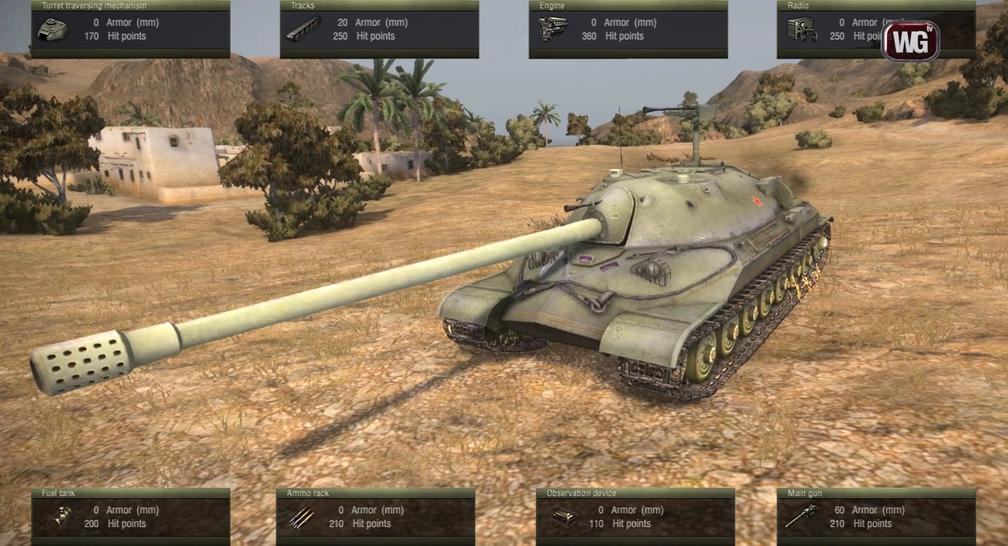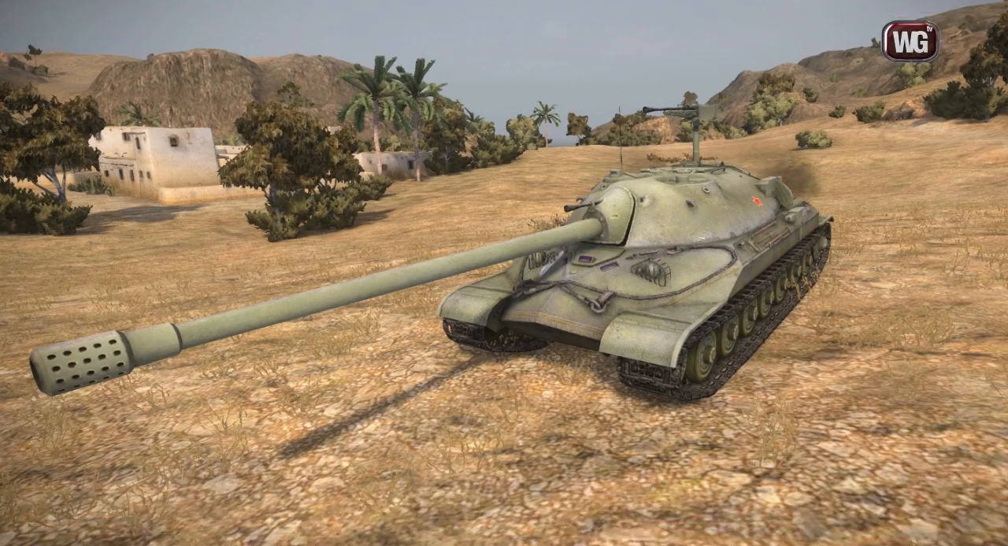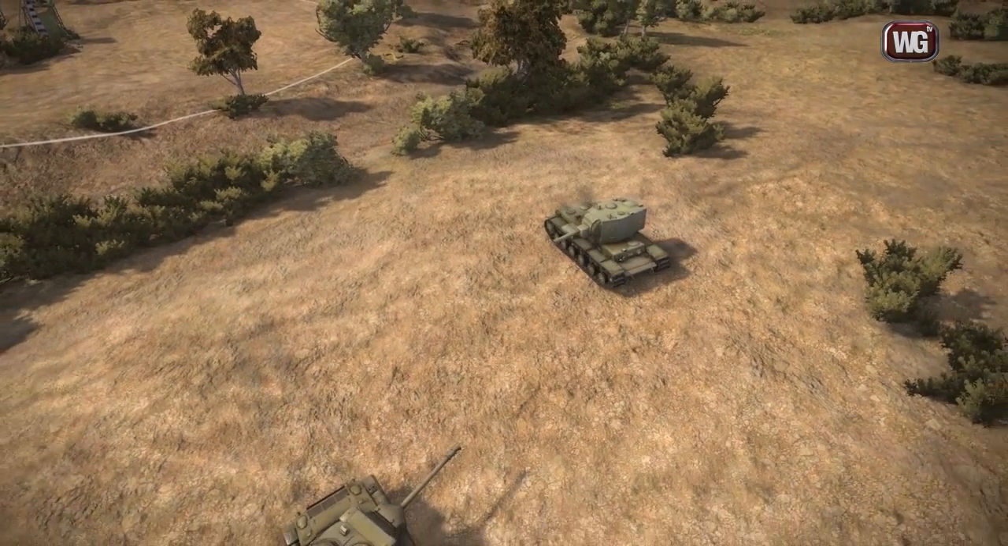Modules have their own damage model. Every module has its own armor and hit points. Also, the rules for estimating armor thickness cannot be applied to modules. The thickness of armor you must penetrate always stays the same.